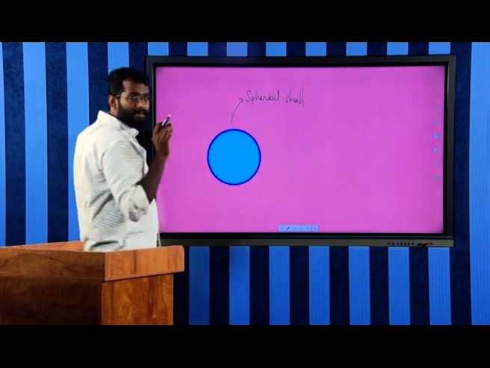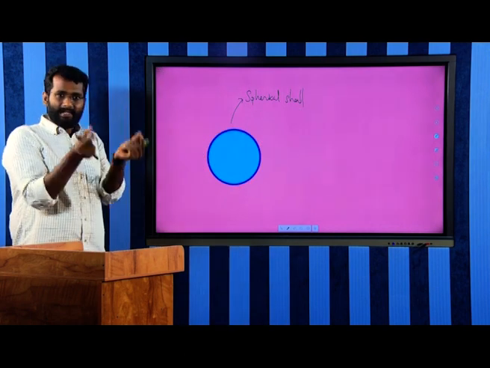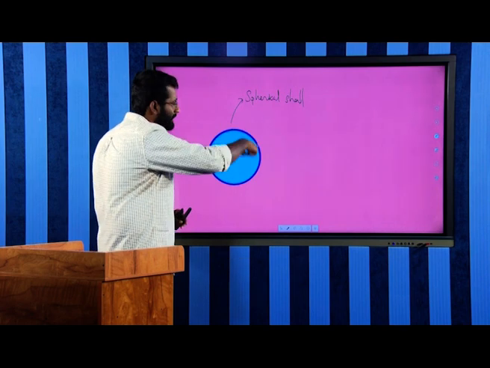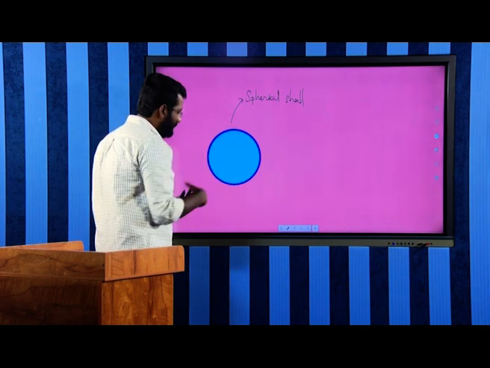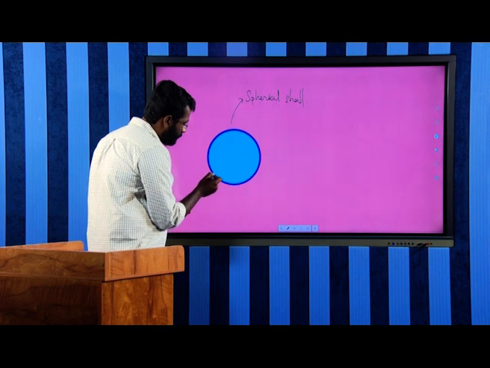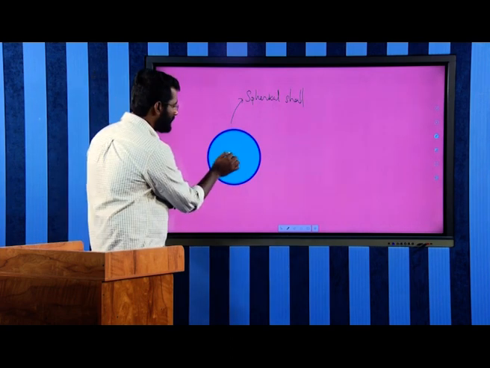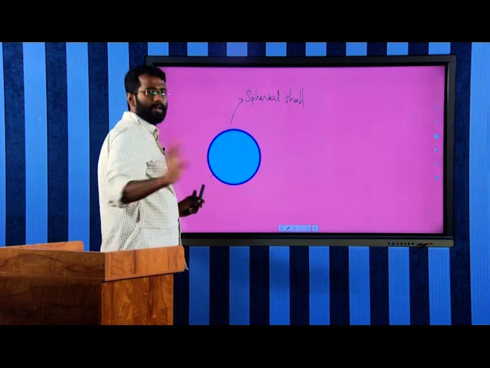And the charges are distributed only on the surface of the sphere. That is, I showed here in the dark blue circle, or this shows the shell. This dark blue region is the shell. That means charge is only distributed there, and inside in this light blue region there is no charge.